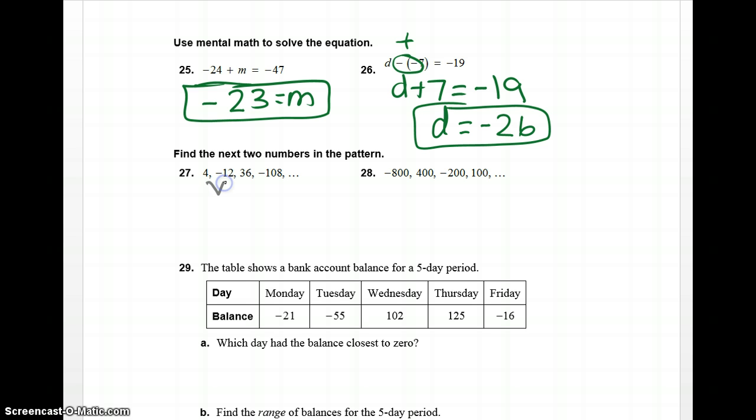To get from 4 to negative 12, I would multiply by negative 3. To check to make sure that's right, I'm going to do negative 12 times negative 3.